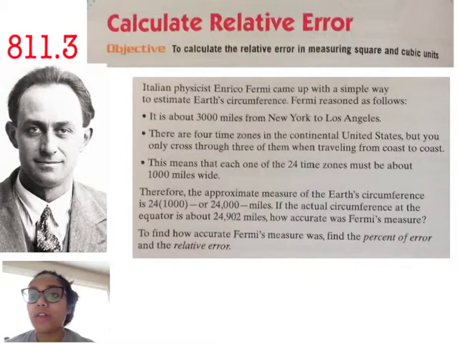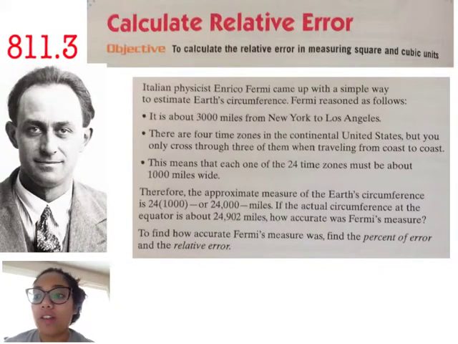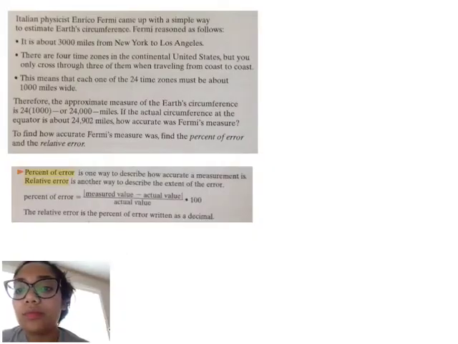If the actual circumference at the equator is about 24,902 miles, how accurate was Fermi's measure? To find how accurate Fermi's measure was, find the percent of error and relative error. And again, I know I'm saying Enrico right. I'm not sure if I'm saying Fermi right. But we need to find the percent of error and relative error. So, what Fermi thinks is the approximate measure of the Earth's circumference. So he says it's 24,000 miles.